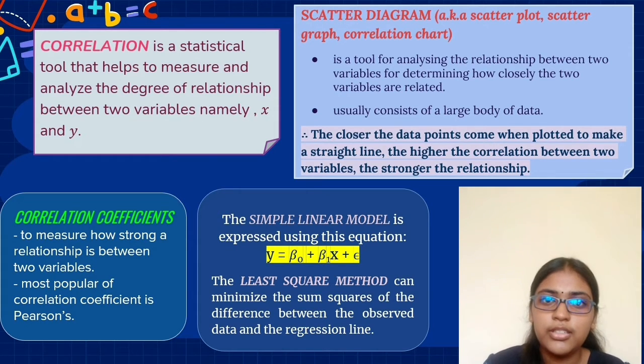Simple linear regression is a model that assesses the relationship between a dependent variable and an independent variable. The simple linear model is expressed using the following equation, that is y equals beta naught plus beta one x plus error. The method of least squares is used to estimate the parameters. By using the least square method, we may estimate the unknown parameters beta naught and beta one in order to obtain the best fit line for a set of data. The least square method minimizes the sum of squares of the difference between the observed data and the regression line.